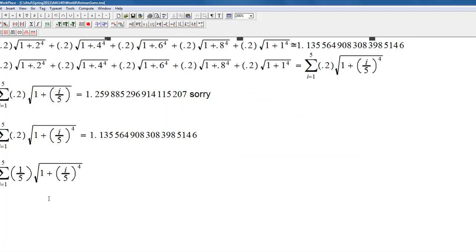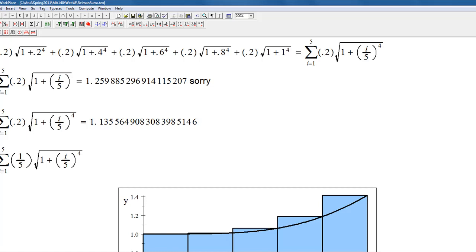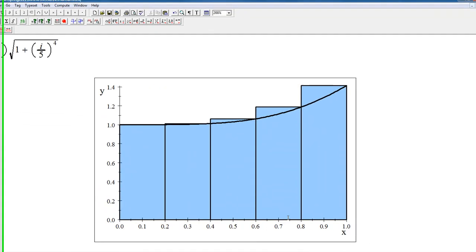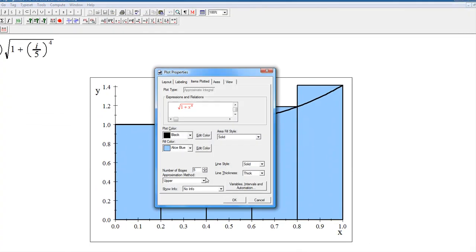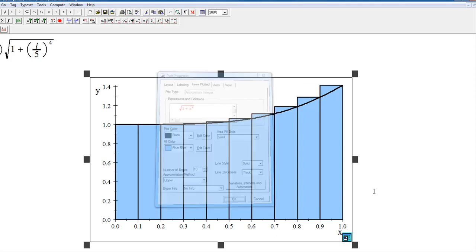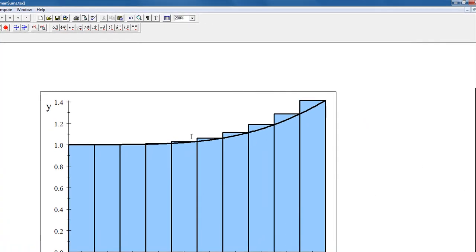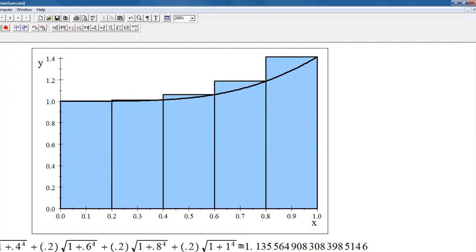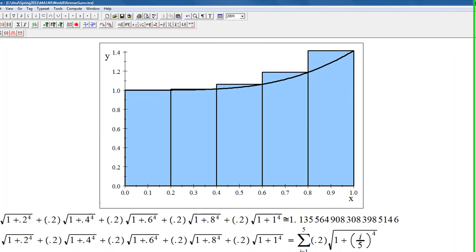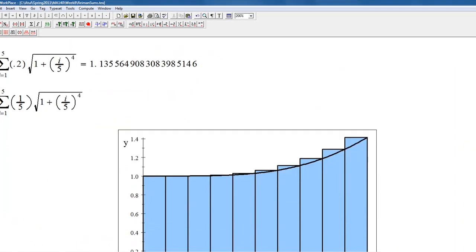So here we go. We got the picture again. Now let's try putting, say, 10 rectangles in there so that we have a better approximation. And we of course do have a better approximation because we have much less extra area coming in here in our computation as compared to this portion here.